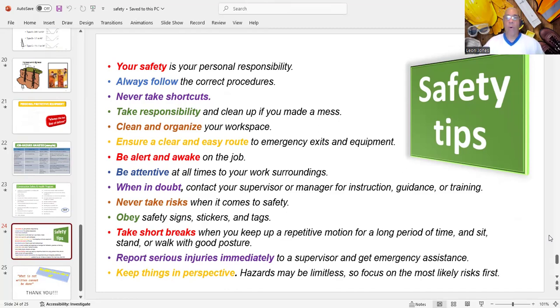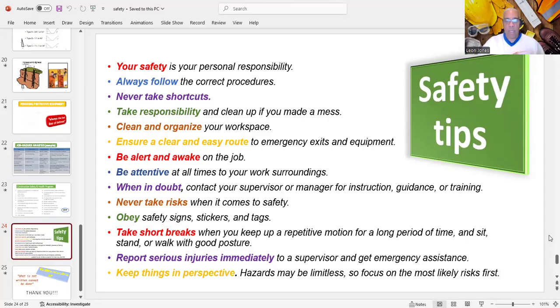Be alert and awake on the job. Be attentive at all times to your work surroundings. When in doubt, contact your supervisor or manager for instruction, guidance, or training. Never take risks when it comes to safety. Obey safety signs, stickers, and tags. Take short breaks when you keep up a repetitive motion for a long period of time. And sit, stand, or walk with good posture. Report serious injuries immediately to a supervisor and get emergency assistance.